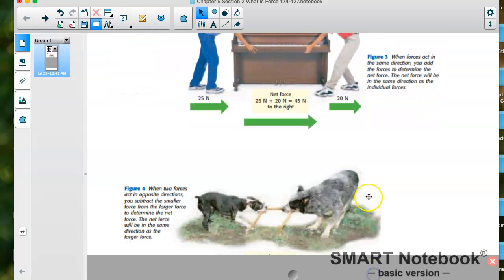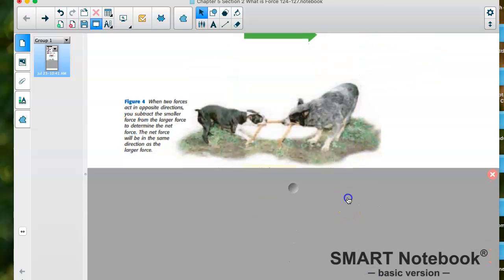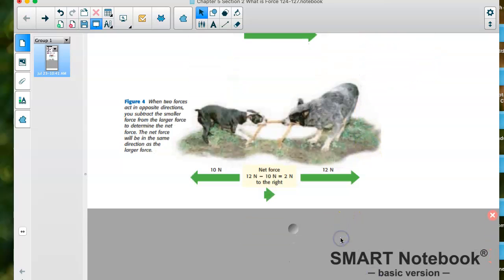But if they are not acting in the same direction, think of it like a tug of war, right? These two dogs: this one has 10 newtons of force moving to the left, and the one on the right has 12 newtons moving to the right. In this case, they are moving in opposite directions, so we have to subtract the small from the large, and it gives us 2 newtons of force to the right. So this dog would be winning the tug of war at this point.